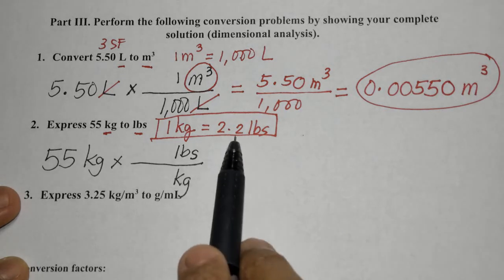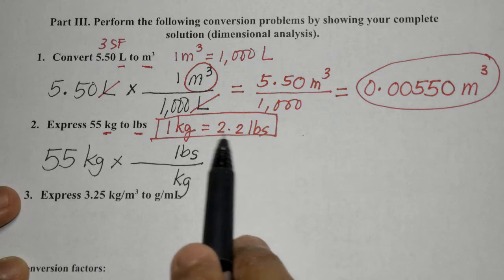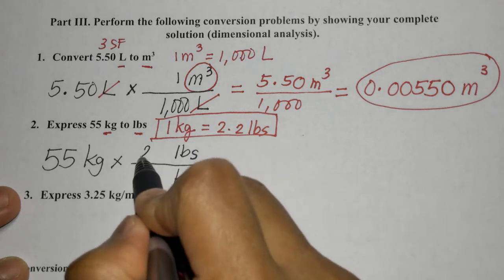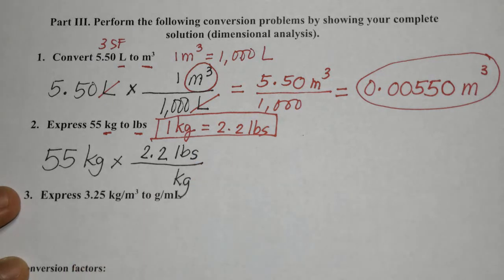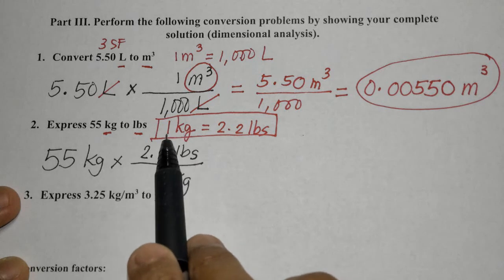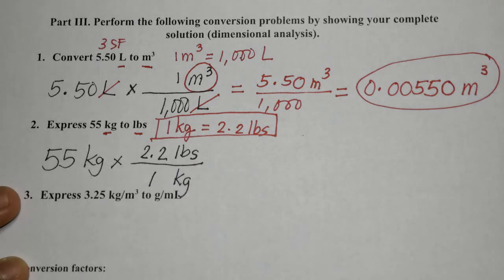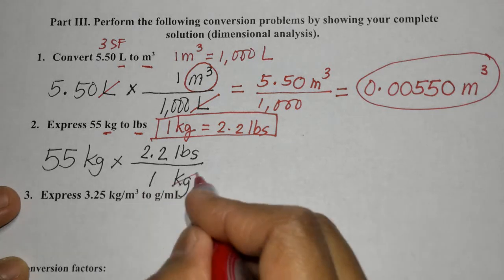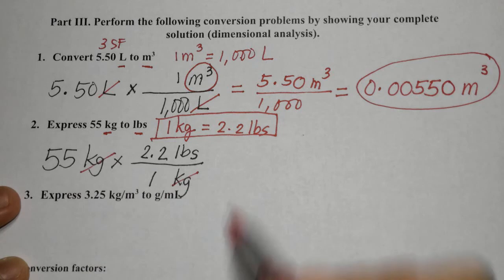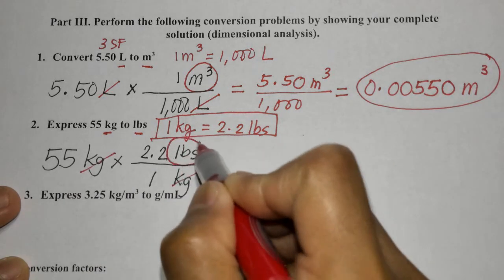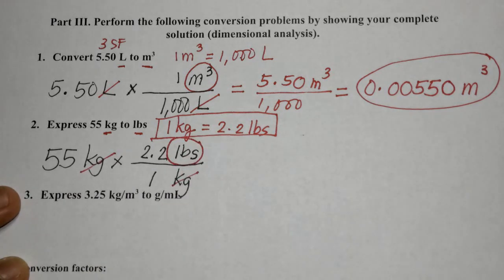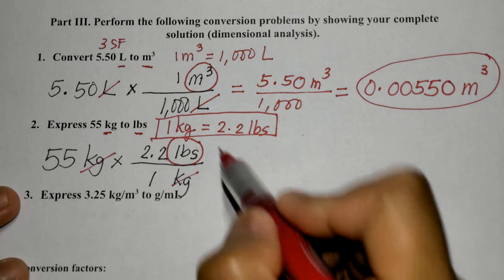And then we copy the values. For the pounds, it's 2.2, so you put 2.2 there. And then for the kilogram, it's 1, so you put 1 there. So we just copy the units from your conversion. And then after that, you cancel out your kilogram so that it will be clear that you are having pounds as the final unit. Once it's confirmed, now we're ready to do our math.